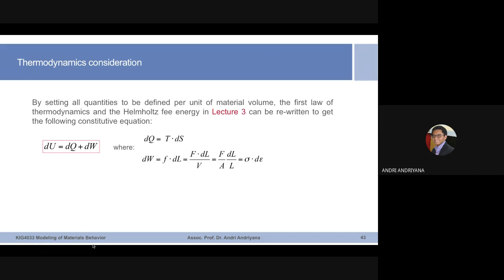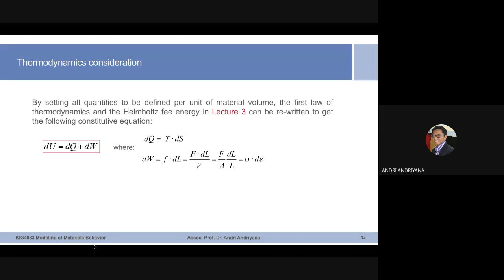So I will start by looking back at the thermodynamic considerations that we saw in lecture 3. More specifically, recall the first law of thermodynamics. But this time, as we started last week, instead of working with energy, internal energy, entropy, and work, we deal per unit of volume. So I remove the bar over each of the notations. So du here is the change of internal energy per unit of volume, dq is the heat per unit of volume, and W is work per unit of volume.